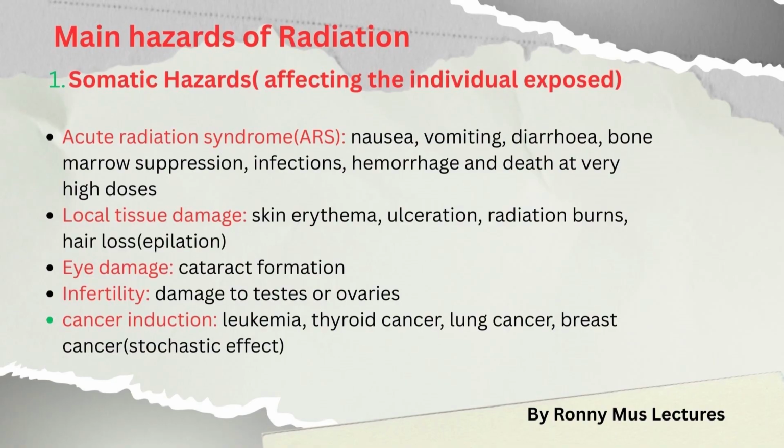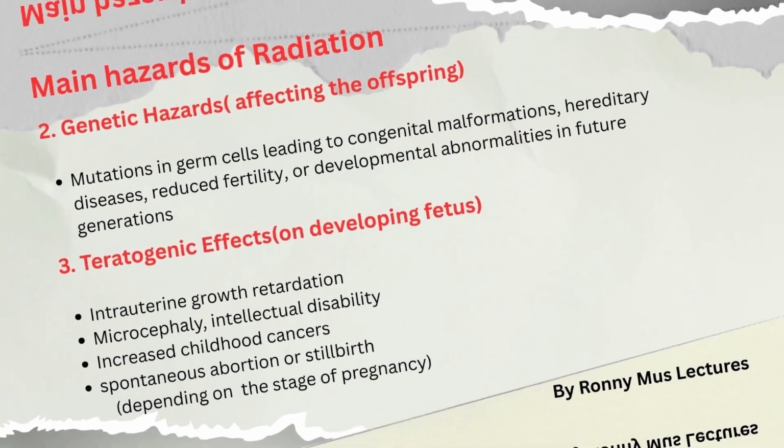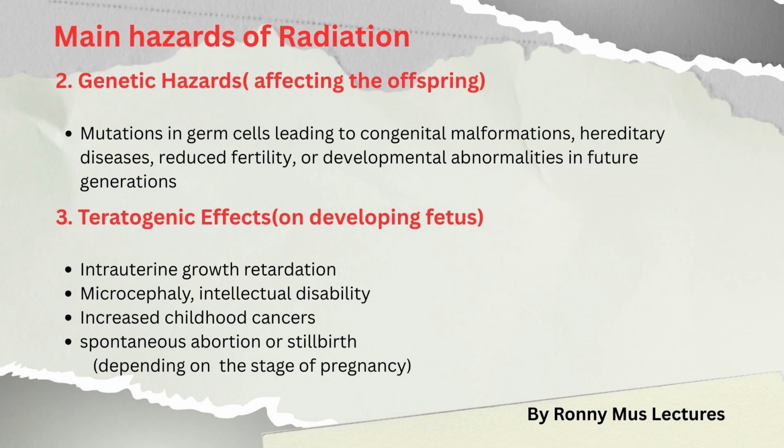Main hazards of radiation. So you have the somatic hazards. And these are the ones affecting the individual exposed. So we have acute radiation syndrome that is characterized by those symptoms. You can also have local tissue damage, eye damage, infertility, and cancer induction. Number 2, you have genetic hazards that affect the offspring. So mutations in the germ cells lead to congenital malformations, hereditary diseases, developmental abnormalities that will be noticed in future generations.